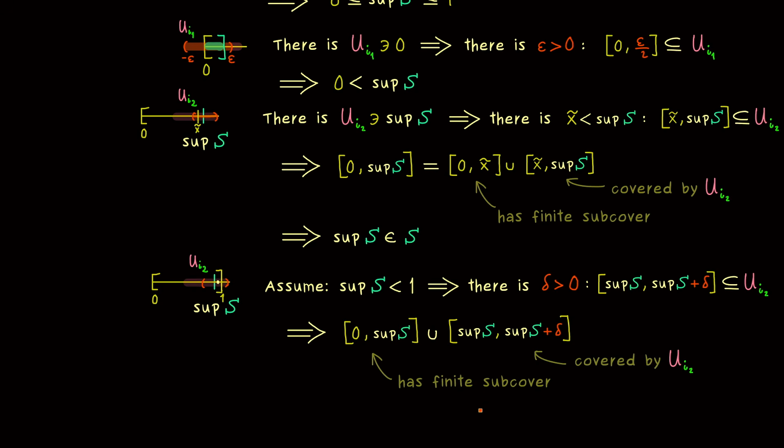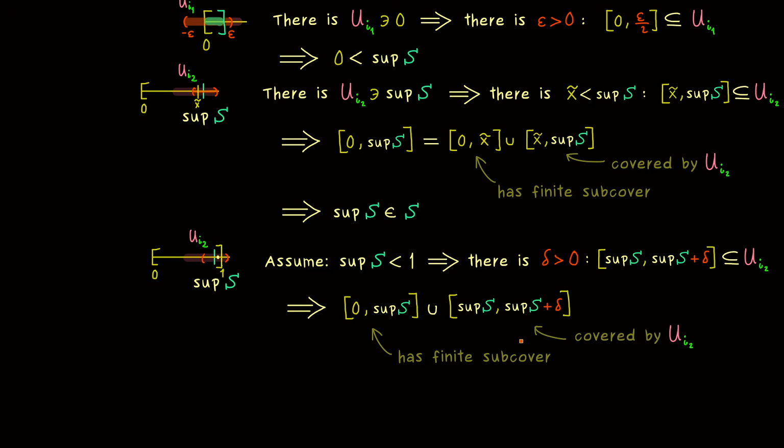However, now the conclusion here is that the supremum S plus delta also lies in the set S. And exactly this is the contradiction because this number here is larger than the supremum of S. And of course this cannot be by the definition of the supremum. And by this contradiction we see that the supremum of our set S has to be equal to 1. And that finishes our proof. We have shown that the unit interval in R is compact.